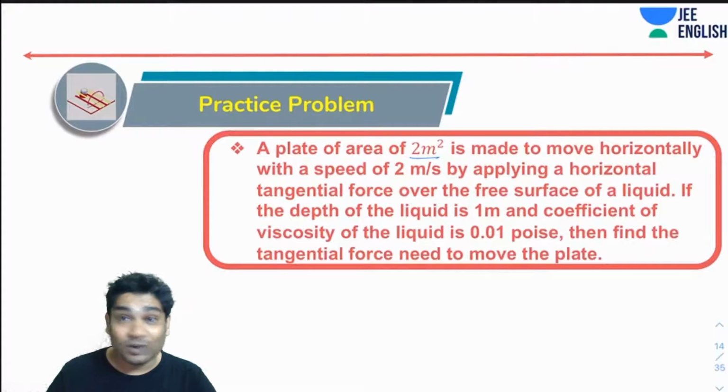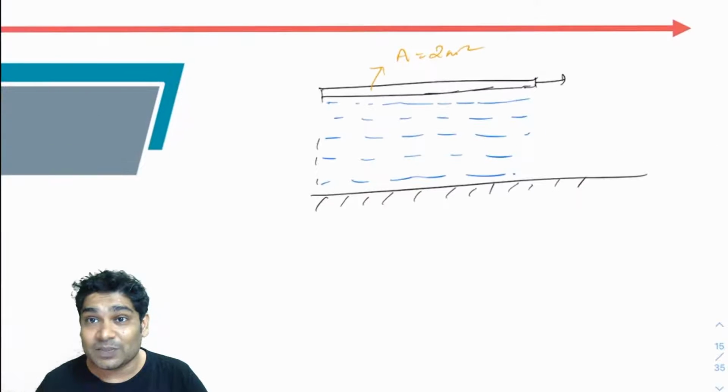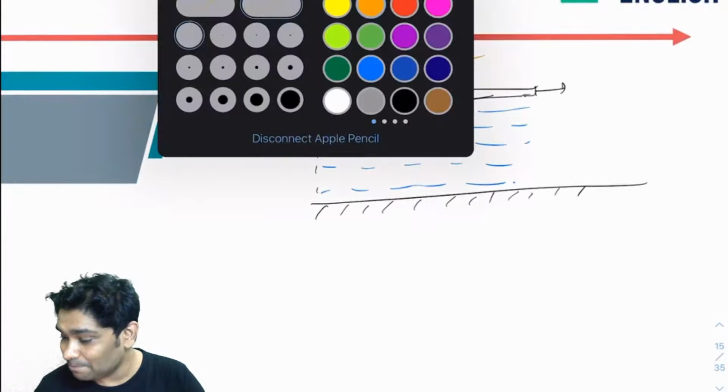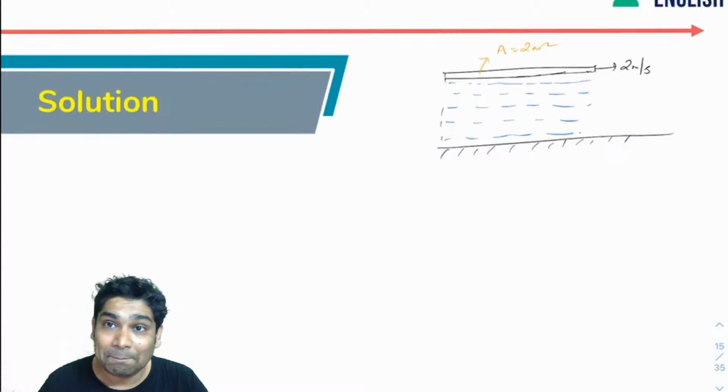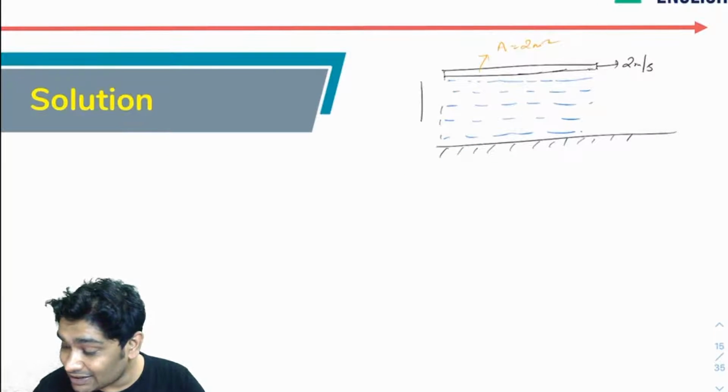Now you have been told that this is being moved horizontally with a speed of 2 meters per second. So this is being dragged on the side with 2 meters per second. And you have also been told that this length is 1 meter.